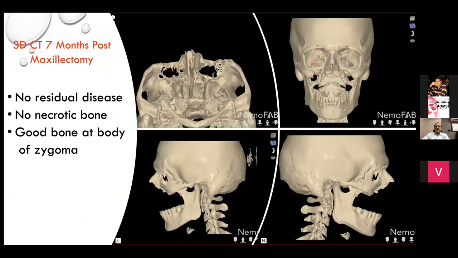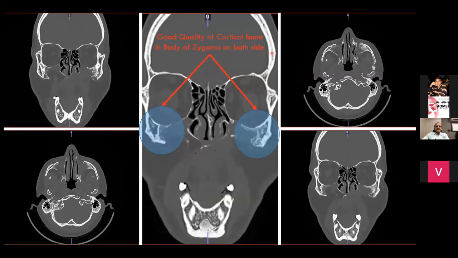So this is one of the CT scans, as I have already shown, with the defect that is created. Sometimes you may see a zygoma which is absent, or a nasal bone which is absent. Primarily, sometimes when you do a maxillectomy for mucor, you may have to scratch the zygoma from the inside, which leaves the bone hollow, or there is no cancellous bone. So what is required for a patient-specific implant is good cortical bone for the mechanical retention.